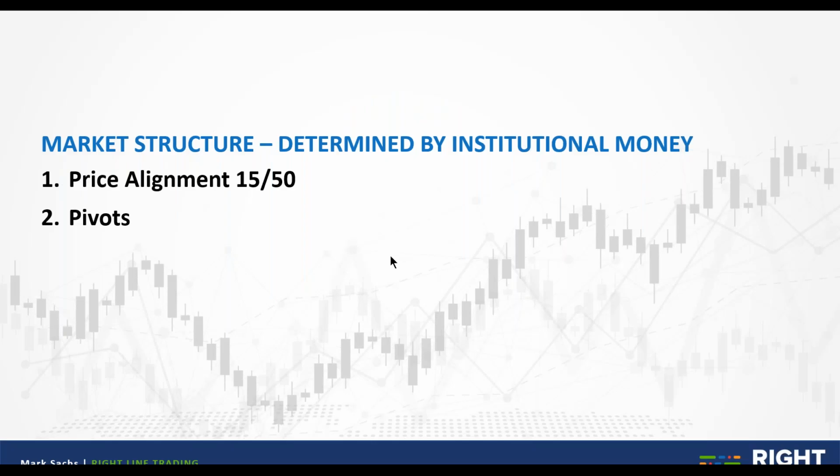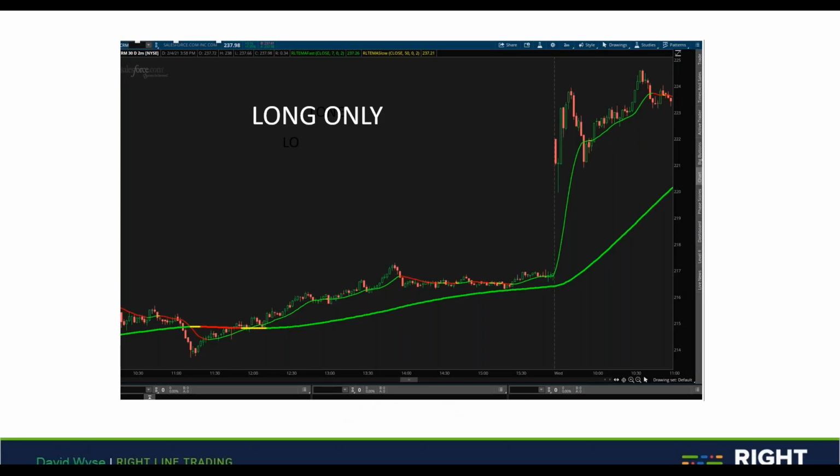The first thing we try to do is identify market structure that's being determined by institutional money. In other words, the trend that we're following, the trend that the market's in, it's the institutions that are doing that. And the Compass system does that with 2 things. It uses a 50 exponential moving average of an exponential moving average, and a 15 exponential moving average of an exponential moving average.